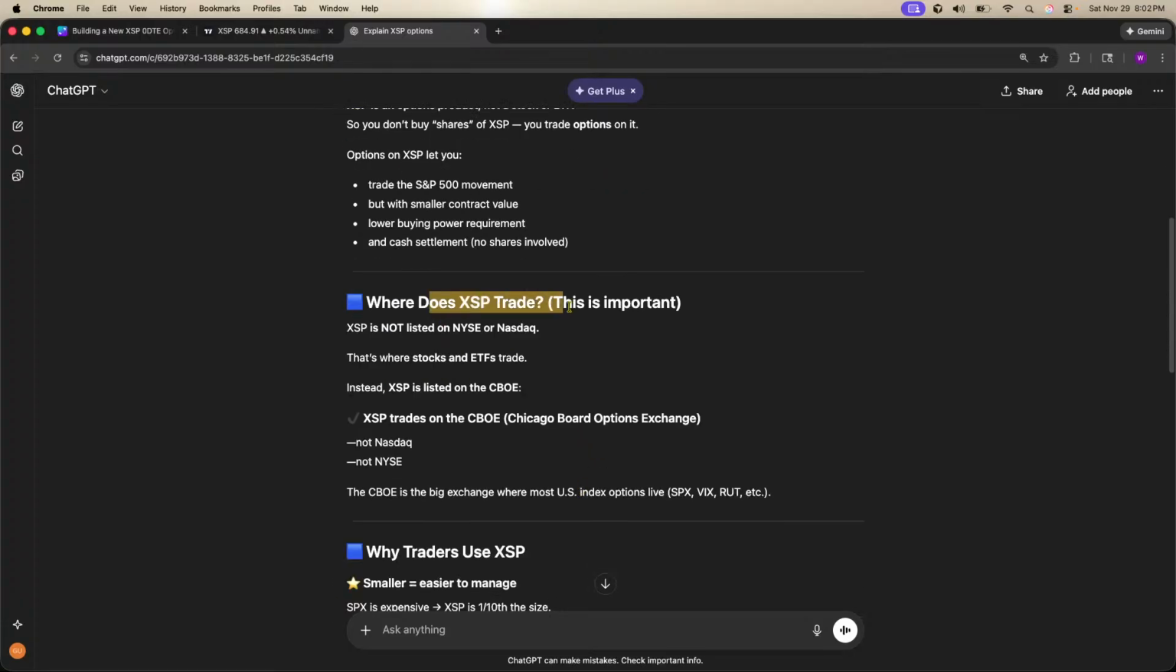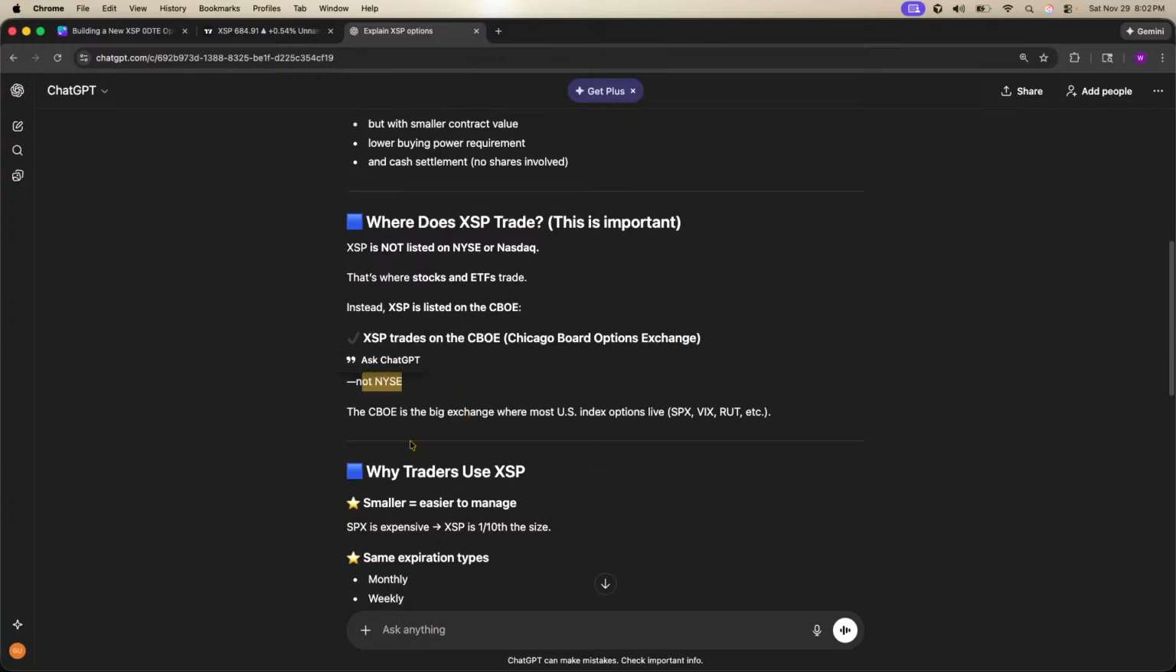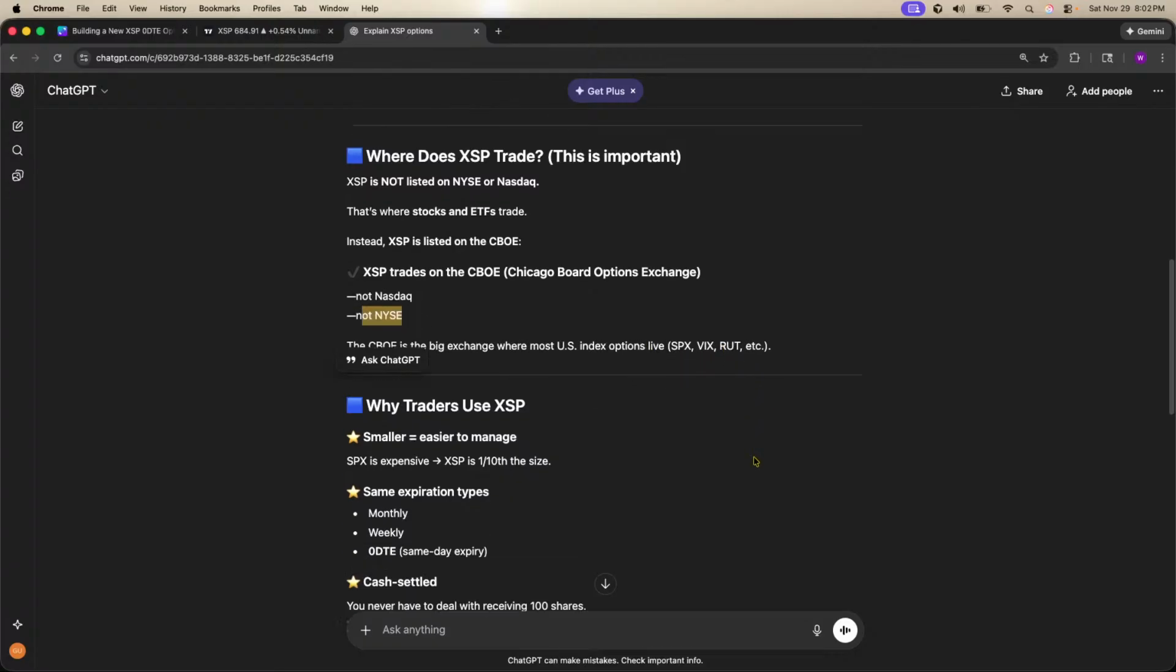So what does XSP trade on, right? XSP is not listed on the NYSE or the NASDAQ. That's where the stocks and ETFs trade. Instead, XSP is listed on the CBOE, the Chicago Board Options Exchange. So it is not NASDAQ, it is not the New York Stock Exchange. CBOE is a big exchange where most U.S. index options live, like SPX, VIX, or RUT, right?